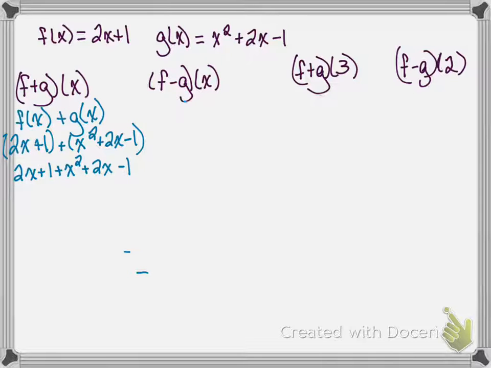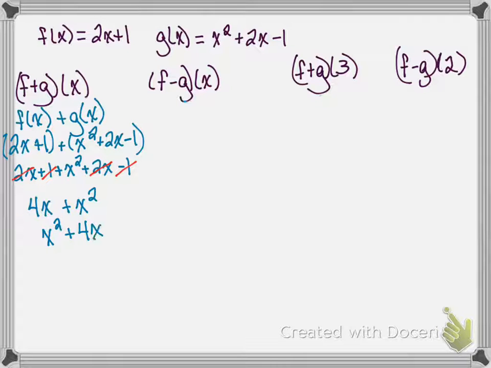So I have 2x and 2x. That gives me 4x. Do you see that positive 1 and that negative 1? What does that give me? 0. 1 plus negative 1 is 0. And what am I left with? X squared. This right here is correct. 4x plus x squared is correct. Traditionally, you see that x squared first.